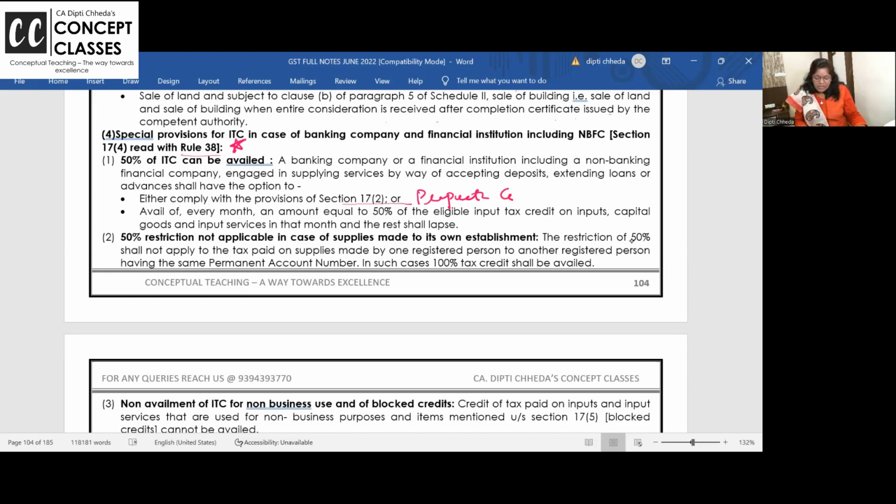50% restriction not applicable in case of supply is made to it in its own establishment. Very interesting. Do banks have branches? Bank of Baroda. My account is in Bank of Baroda, Hyderabad, Nalapunta. We have Bank of Baroda in Chennai. We have Bank of Baroda in Mumbai. So can I receive some of the services from other banks of same entity? PAN is same, but this मतलब उनका registration number अलग है, state wise distinct entity. पूरा ITC ले लो. Allowed.